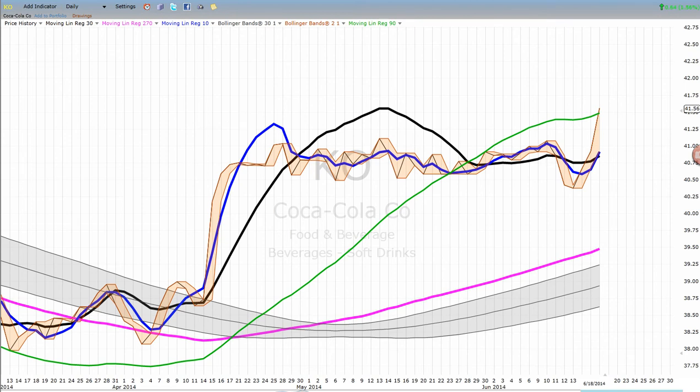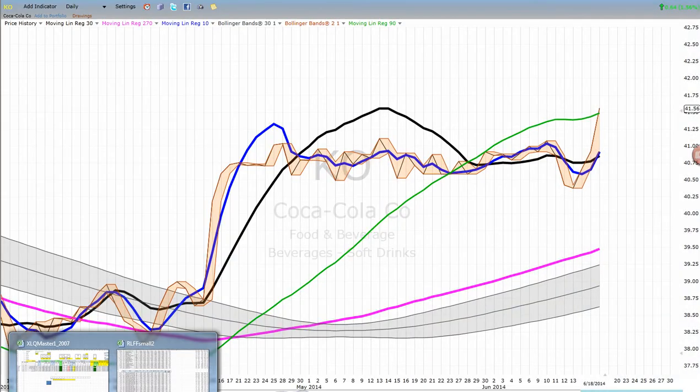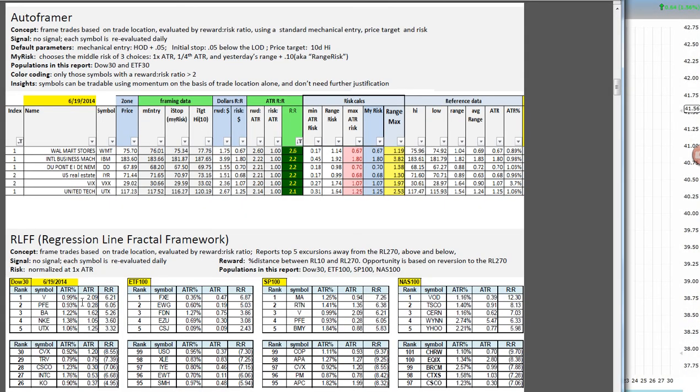So that's the kind of symbols that this part of the report's going to get you into, whether you like the ones that are below the 270 and are trying to revert back to the long-term regression line, or which, if they fail further, can be candidates to short. And these that are the front runners, these are the ones that are exhibiting the most ATRs ahead of their own long-term trend. So the ones that are pulling the wagon harder than everybody else. So that's the regression line fractal framework and how we use it on the daily report.